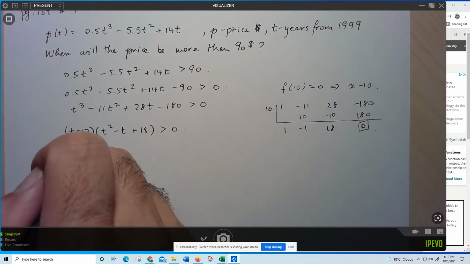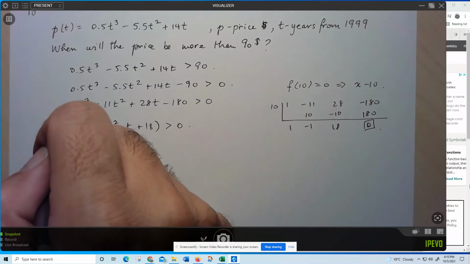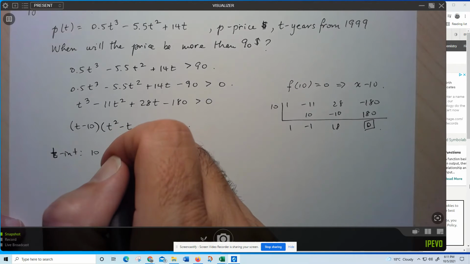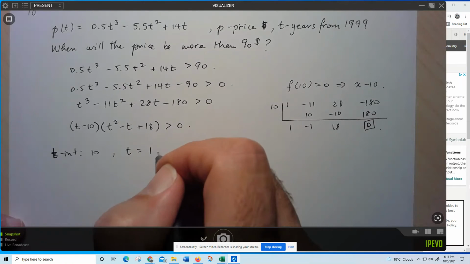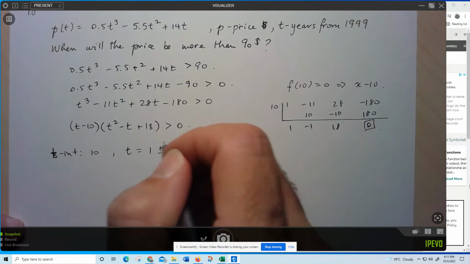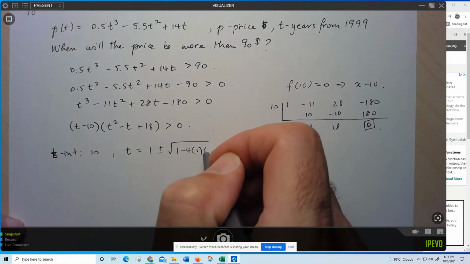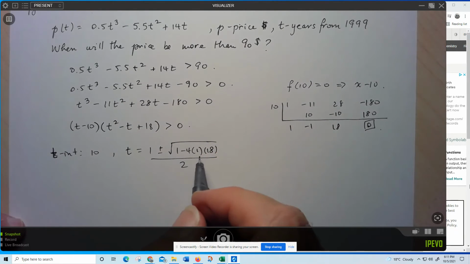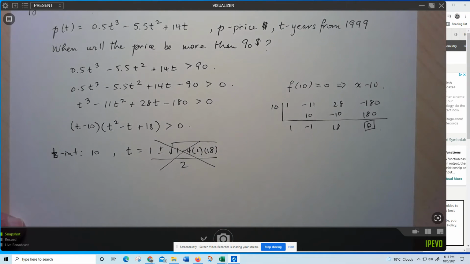So I know that if I'm looking for my x-intercepts, or sorry, I should call these my t-intercepts, I've got 10. And the other ones, I'll have to use the quadratic formula. Okay, so negative b, so negative 1 is just 1, plus or minus square root of b squared. So negative 1 squared is 1, minus 4 times a, which is 1, times c, which is 18, all divided by 2a, so 2. And right away here, I can see that this is going to be a negative number. So that means there's only one x-intercept to this cubic, which we know can happen.